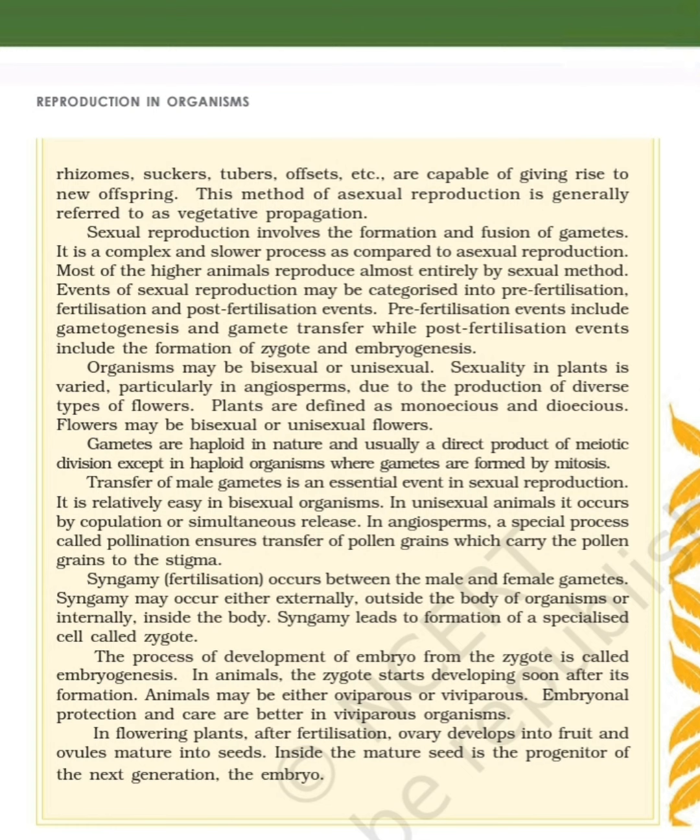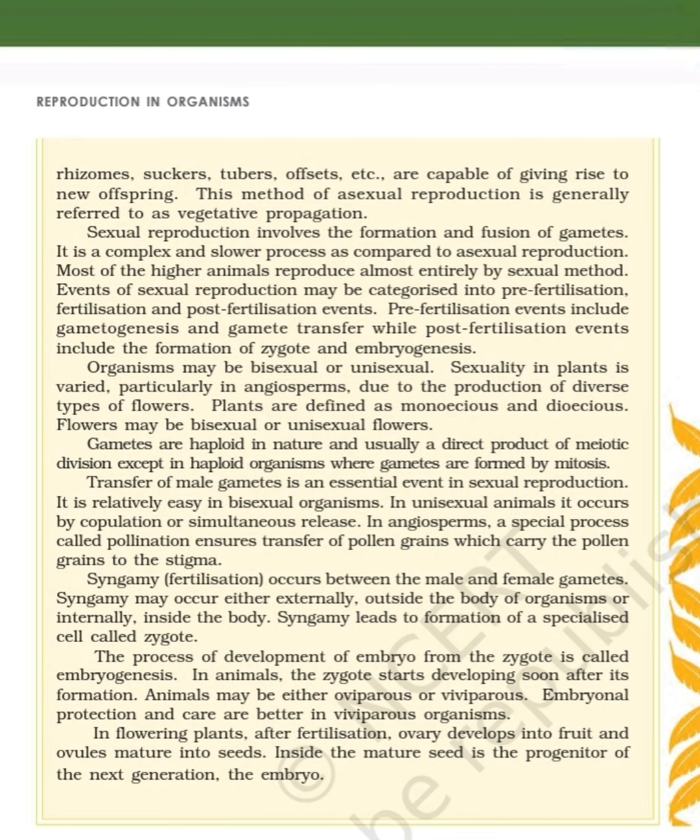It is relatively easy in bisexual organisms. In unisexual animals, it occurs by copulation or simultaneous release. In angiosperms, a special process called pollination ensures transfer of pollen grains to the stigma. Syngamy, that is fertilization, occurs between the male and female gametes. Syngamy may occur either externally outside the body of the organism or internally inside the body. Syngamy leads to formation of a specialized cell called zygote. The process of development of the embryo from the zygote is called embryogenesis.